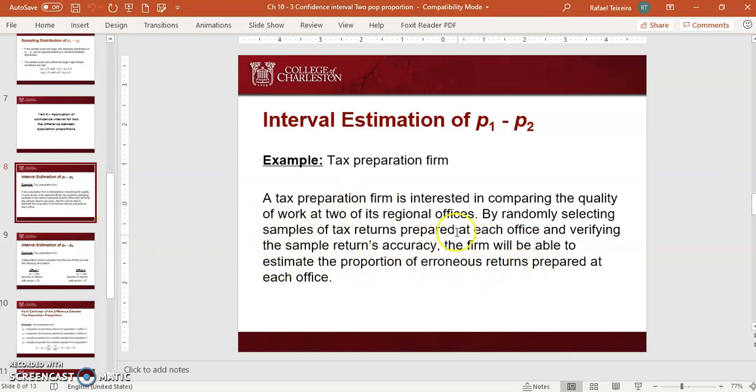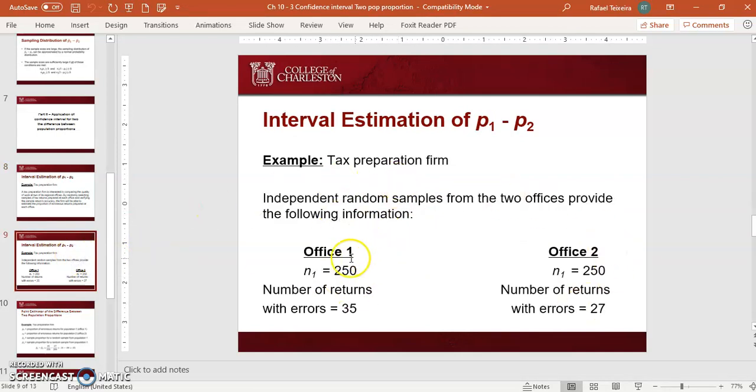So we have a tax preparation firm. They prepare tax return forms, and some of them have mistakes. So let's take a look at the data. In Office 1, we have a sample size of 250 tax returns filled out, and the number of tax returns with errors is 35. And in Office 2, we also have 250, and we have fewer errors, 27 tax returns with errors.